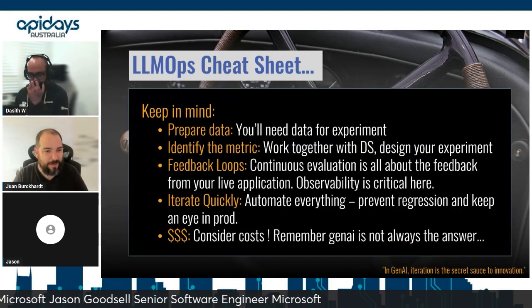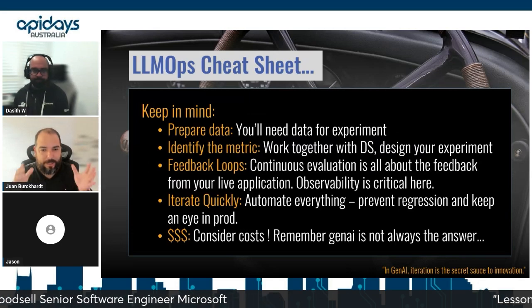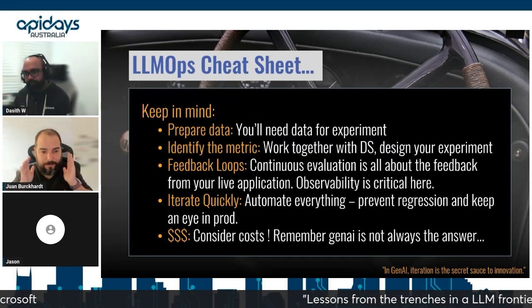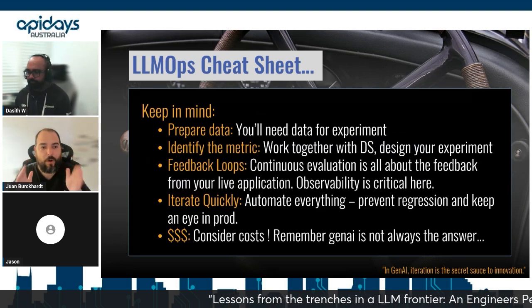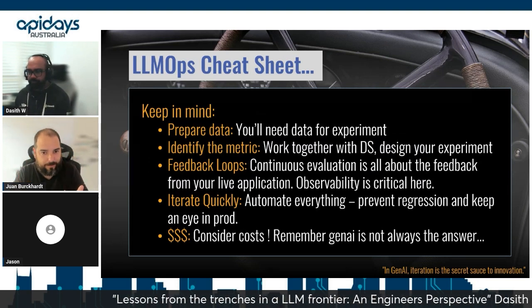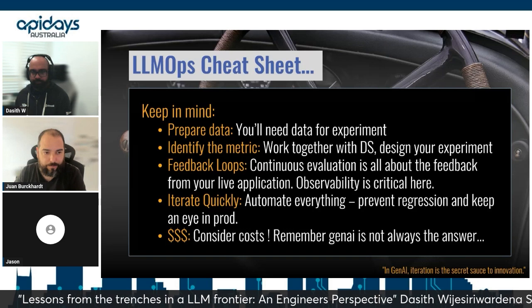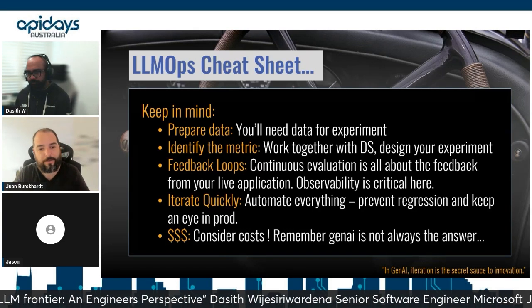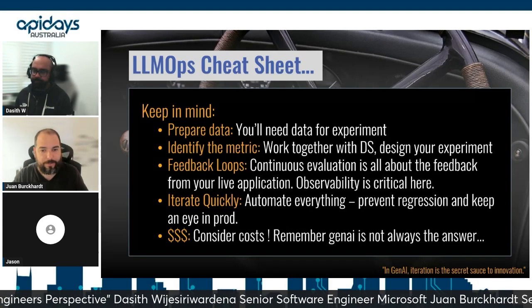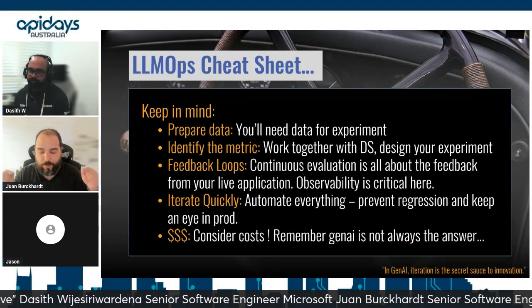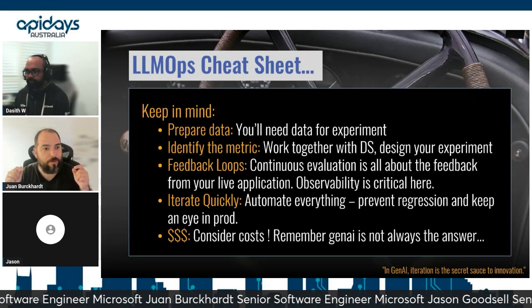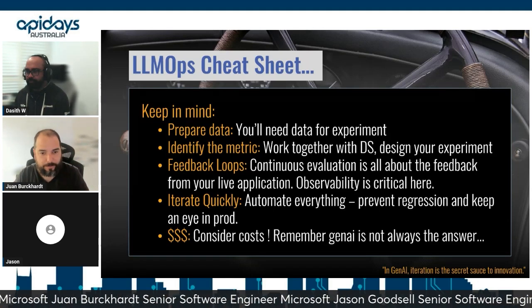What are the things to keep in mind when you're going back to your teams? Prepare your data. If you don't have clear data, basically ground truth, you need to have data to be able to evaluate your LLM application. Identify the metric. Your best friend is going to be a data scientist and SME. Find what is the metric that you want to maximize. You will need to focus on the return on investment in this aspect.